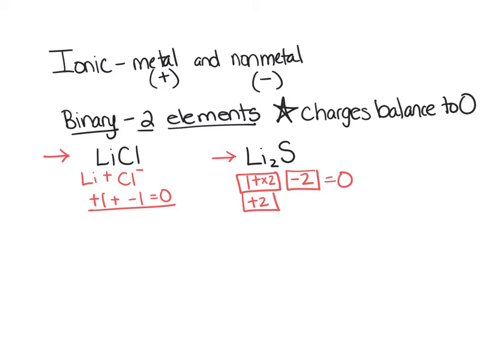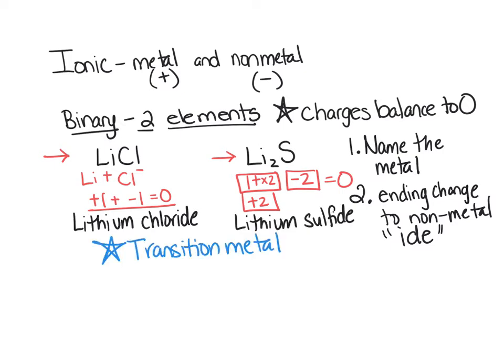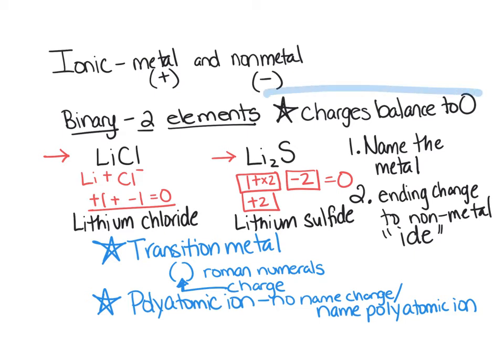When naming ionic compounds, the first step is to name the metal. The second step is to name the nonmetal and change the ending of the nonmetal to -ide. So the names of these compounds are lithium chloride and lithium sulfide. The only exception is if we have a transition metal or polyatomic ions. With a transition metal, we're going to need to put in parentheses after the name of the metal, using Roman numerals, the charge of the metal. With a polyatomic ion, there is no name change, and we simply name the polyatomic ion. We will still need to make sure that all charges balance to 0.